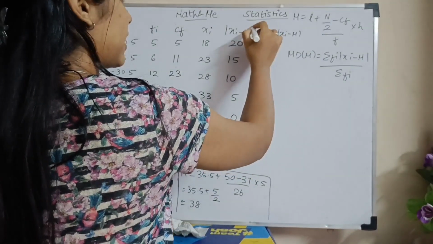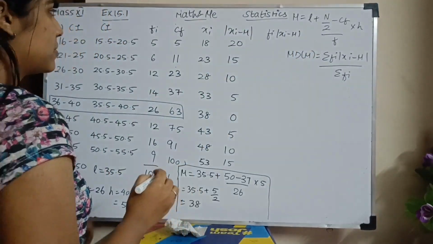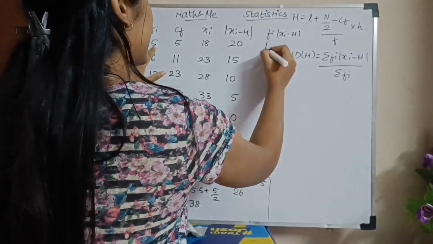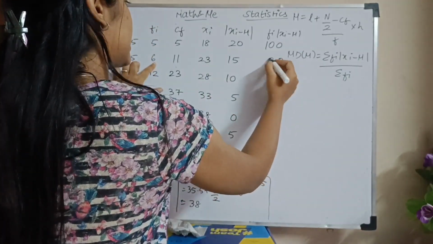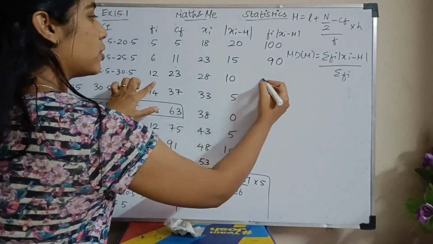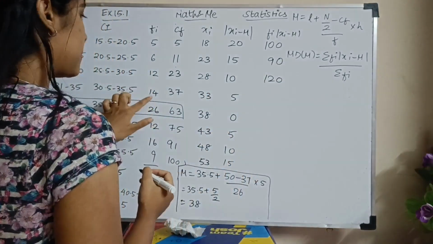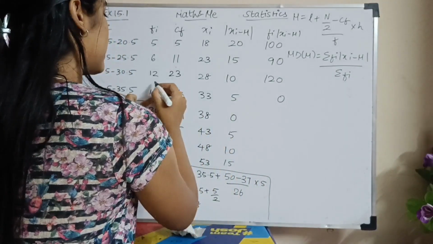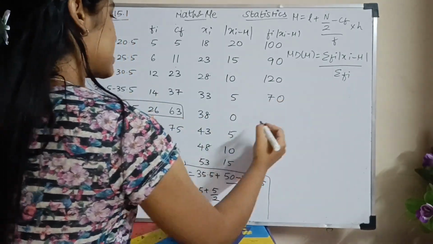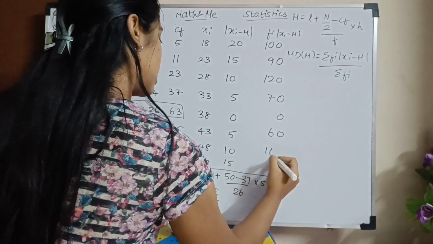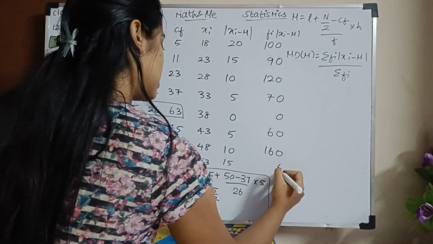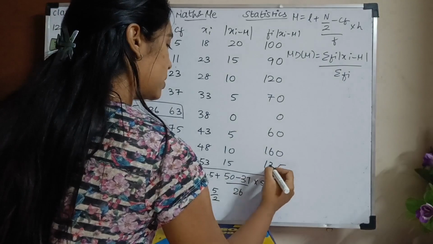Now I have to multiply fi into the modulus of xi minus m. So when I multiply these two columns, I have 100. 6 into 5, 6 5s are 30. Then I have 12 into 10, which is 120. 14 into 5, 5 4s are 20, 5 1s are 5, so 70. Then I have 26 into 0, 0. 12 into 5, 60. 16 into 10, 160. 9 5s are 45.